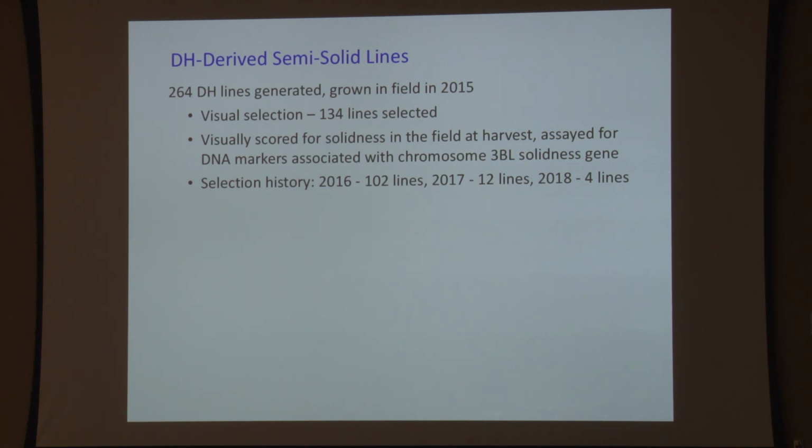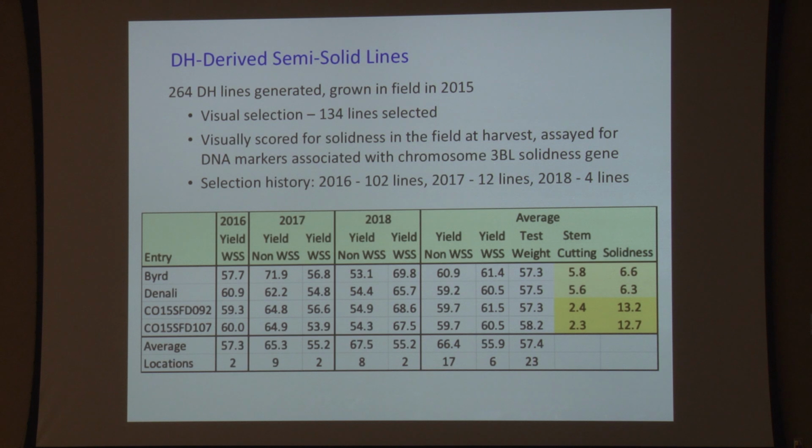So just an example of the numbers of lines, 264 lines grown in 2015, 134 lines selected. They were scored for solidness in the field and also assayed for DNA markers. There is a major locus, it seems, connected to this trait on 3BL. So every year there was some reduction in number of selected lines, so that by 2018 it was down to 4 that seemed to have acceptable resistance and agronomic traits.